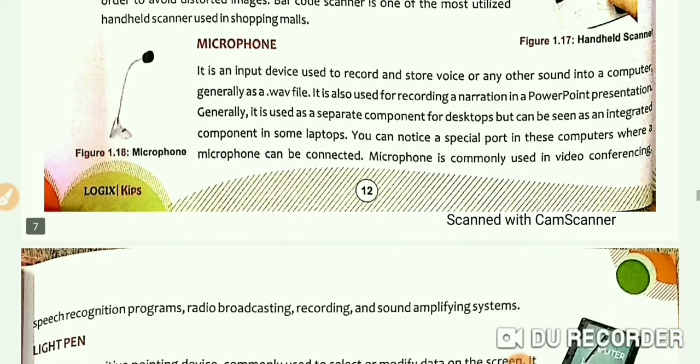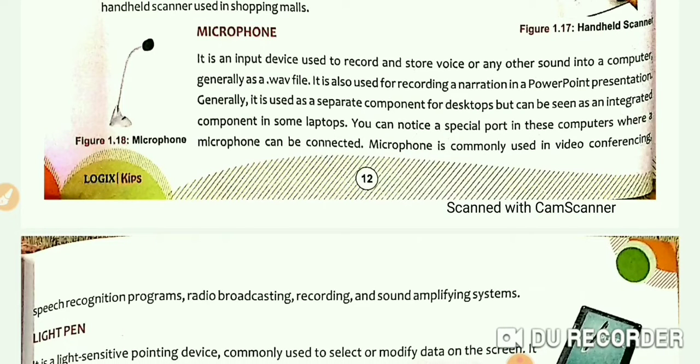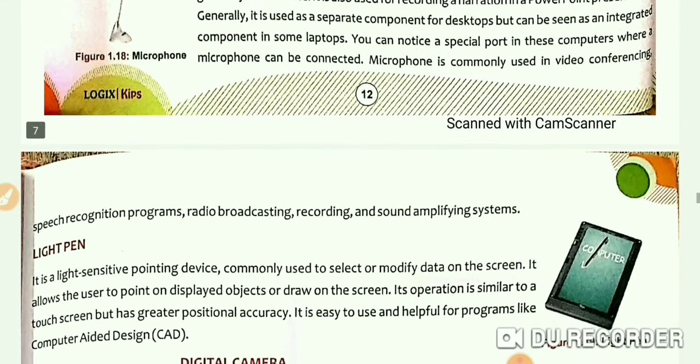Now the next input device is microphone. It is an input device used to record and store voice or any other sound in a computer, generally in a .wav file. It is also used for recording a narration in a PowerPoint presentation. Generally, it is used as a separate component for desktops but can be seen as an integrated component in some laptops.